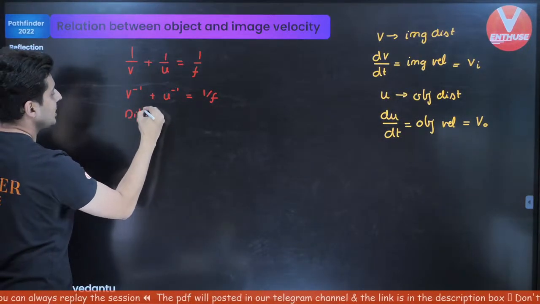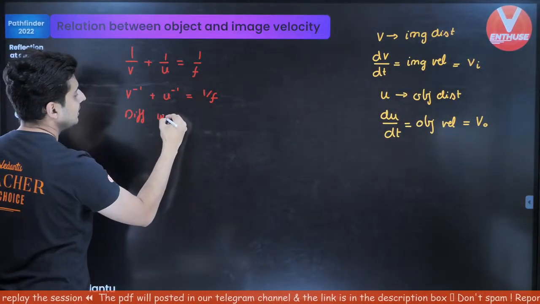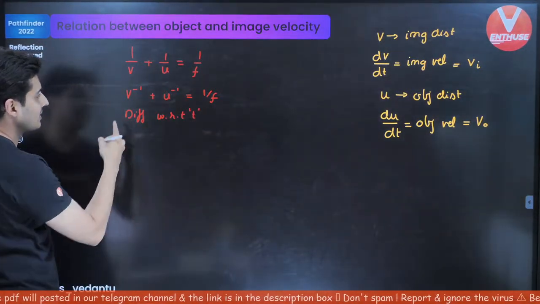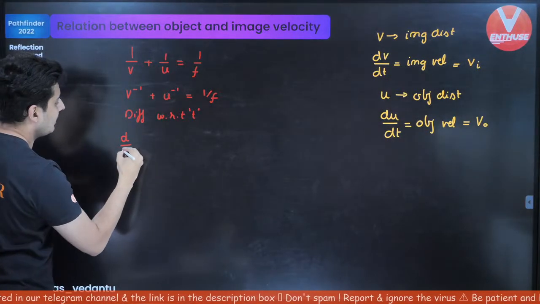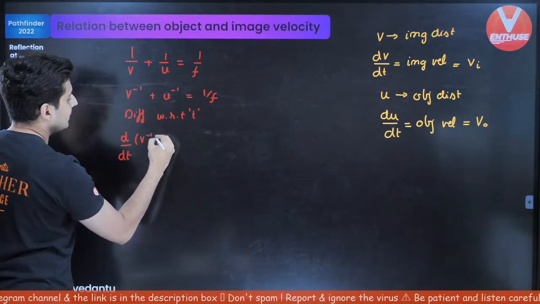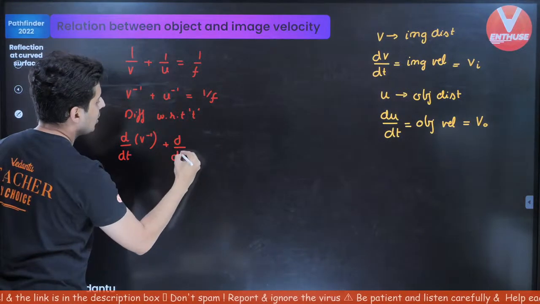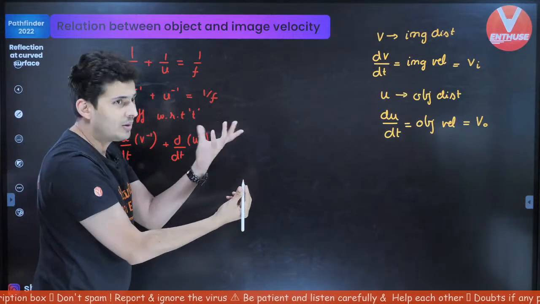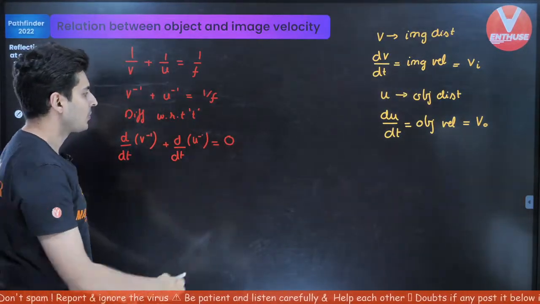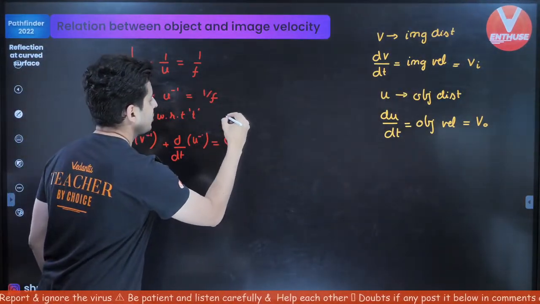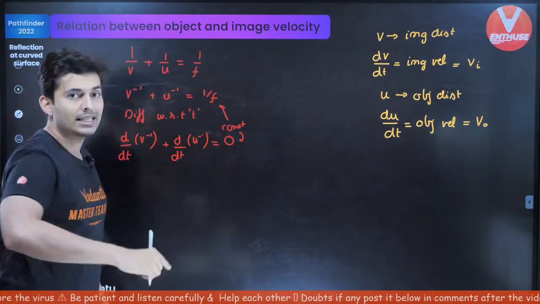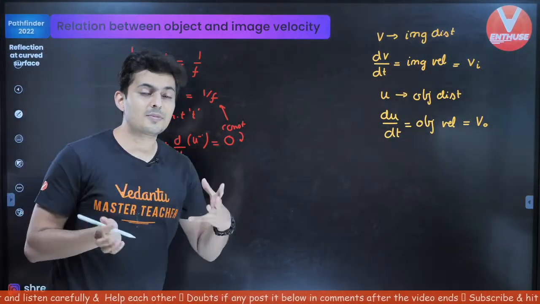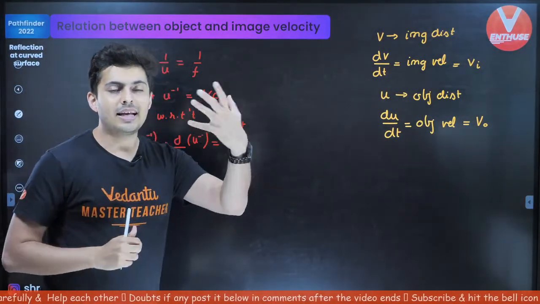Now, differentiate both sides with respect to time. So it will become the derivative of V raised to minus 1 plus the derivative of U raised to minus 1, and the derivative of the focal length is a constant, so the derivative will be 0, because it's a constant. Very simple.